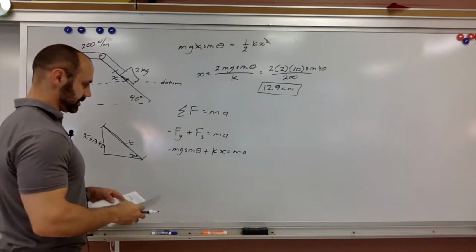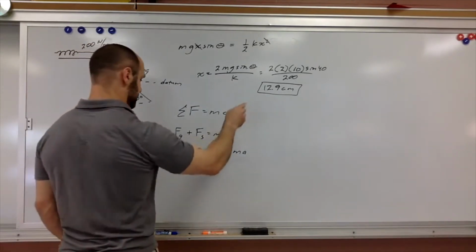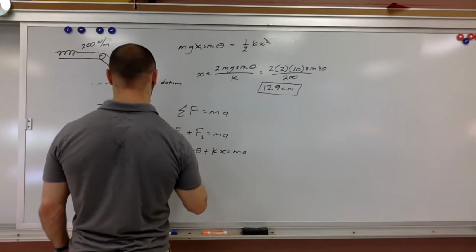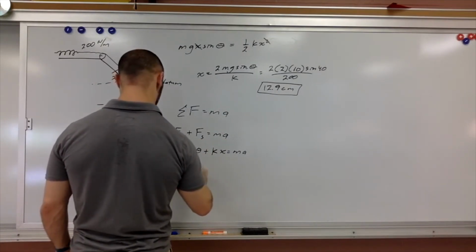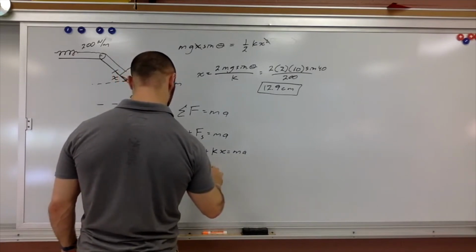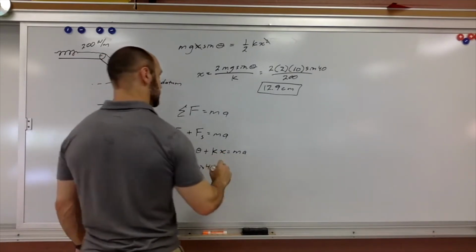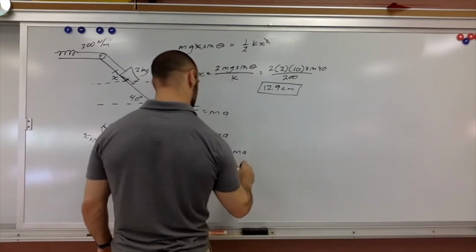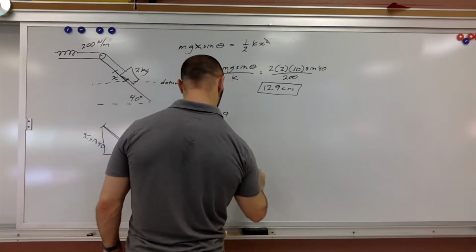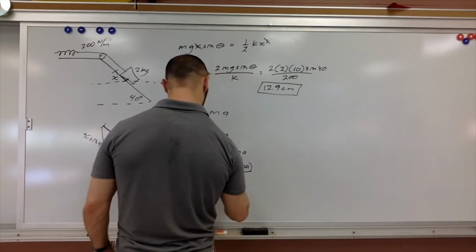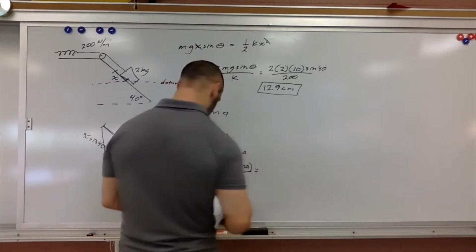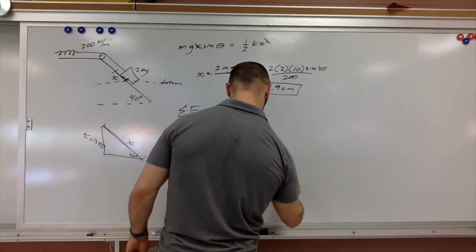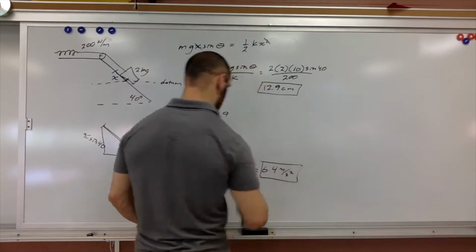Right. So when you plug these numbers in, x is the stretch in the spring, so we get negative 2 times 10 times sine of 40 plus k, which is 200, times x, which is 0.129, divided by, again, 2, which is the mass. That should give you an acceleration of about 6.4 meters per second squared. Right?